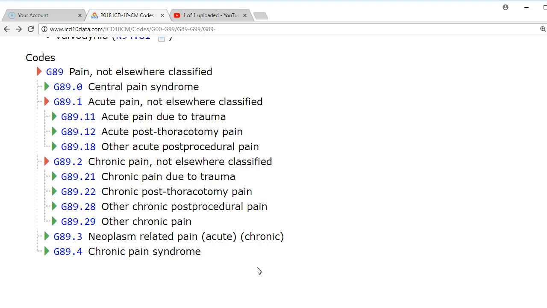Because again, we want to make sure that we are coding specifically for the acute pain, if we need it, the chronic pain, the neoplasm, the central pain, or the chronic pain syndrome. And so again, how does the doctor specify the patient's pain? If it's not specific enough, can we look in the record, and then can we query the provider?